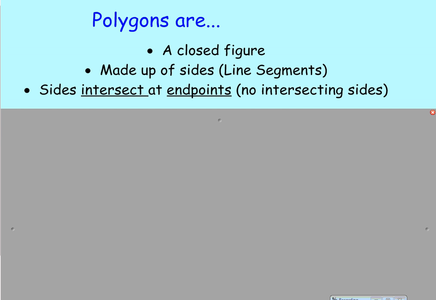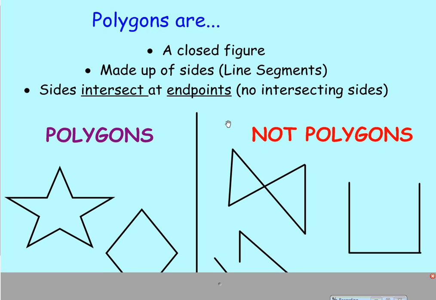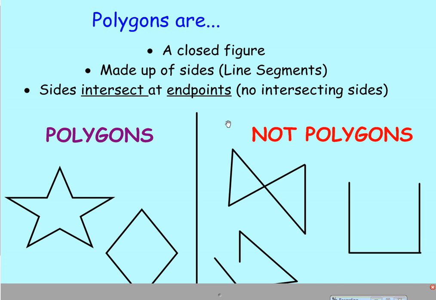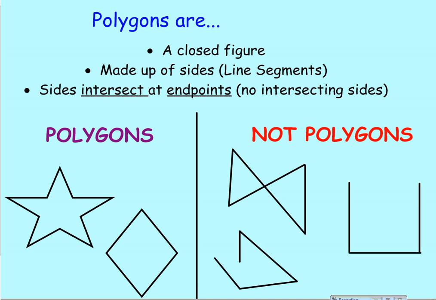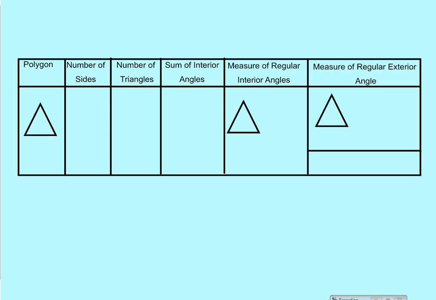So a polygon is a closed figure made up of sides. These sides intersect at endpoints. There's no intersecting side. Quick example: the left side are polygons, the right side are not. Notice that on the left side I've got closed sides. There's no opening and there's no overlapping. The right hand side has two shapes that are open and one shape that overlaps. There is none of that in a polygon.